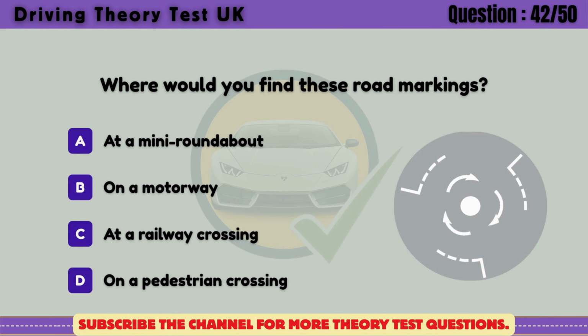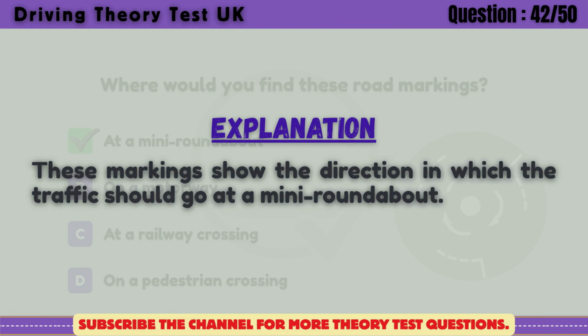Question 42. Where would you find these road markings? Option A. At a mini roundabout. B. On a motorway. C. At a railway crossing. D. On a pedestrian crossing. Answer is A. At a mini roundabout. These markings show the direction in which the traffic should go at a mini roundabout.